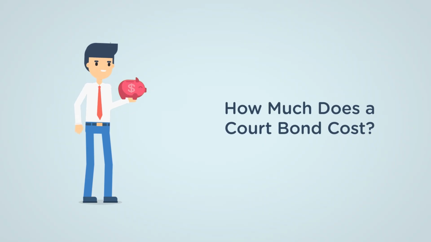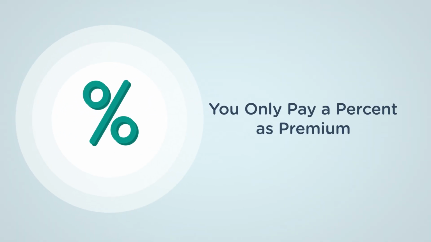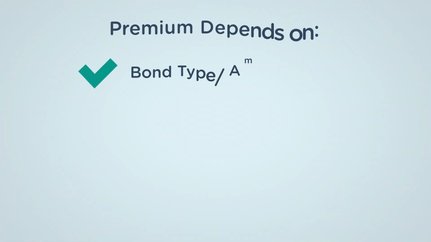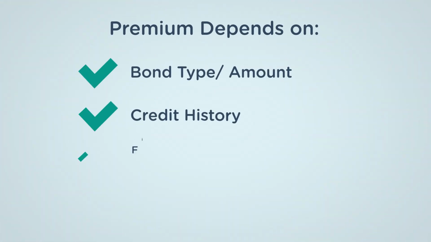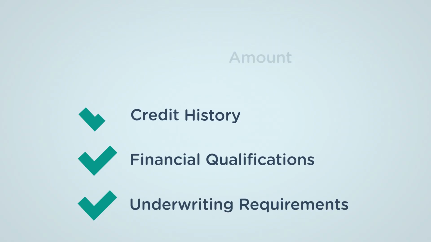How much does a court bond cost? One of the most common misconceptions is that you'll need to pay the full bond amount. That's not how surety bonds work. The bond amount represents the level of financial protection required by the court. The actual cost is usually a premium that represents a percentage of the bond amount. The premium may vary depending on the bond type, the bond amount, credit history, financial qualifications, and underwriting requirements.